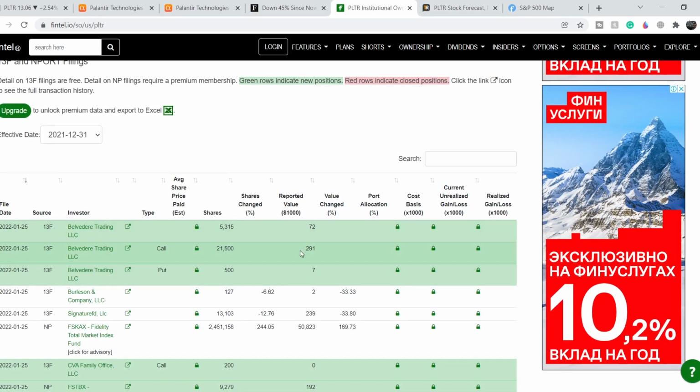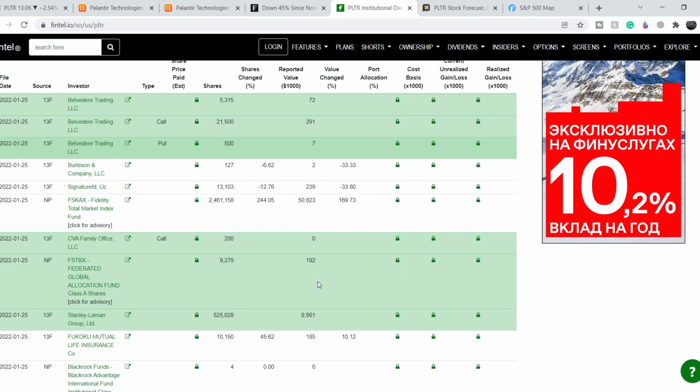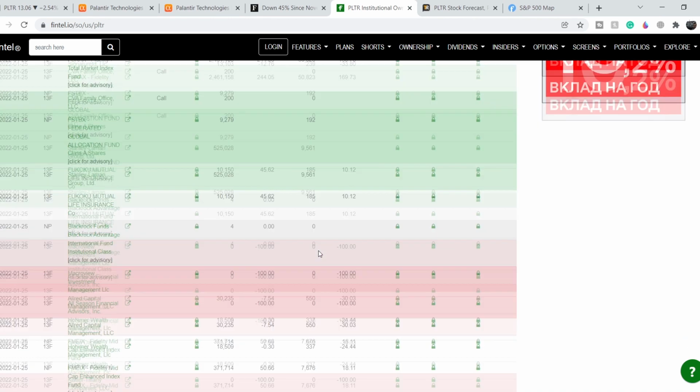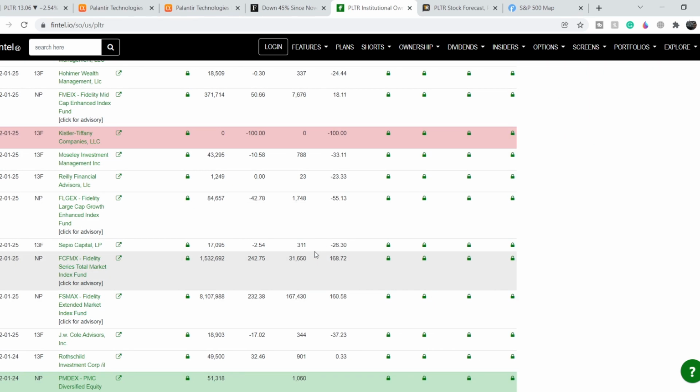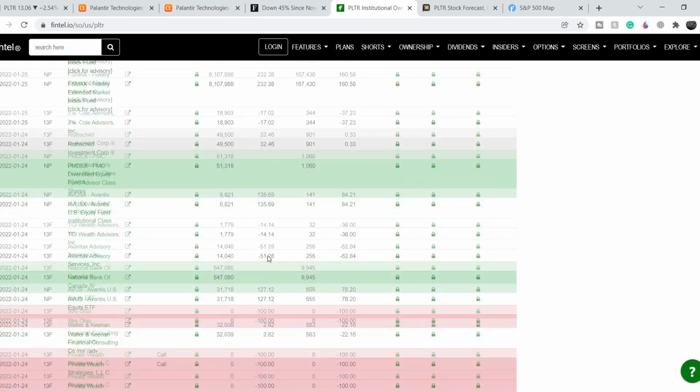And let me show you the smart money list. We have recent filings that were made on January 25th, and as you can see, we have more green lines than the red ones. Some companies opened their new positions, and they also bought call and put options, but overall the sentiment is quite bullish. 21.5 thousand shares on call options and only 500 shares on put options. And we have more green lines than the red ones, and other companies pretty much hold their position.